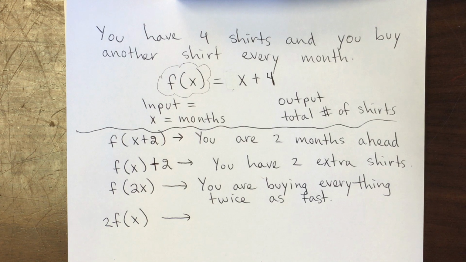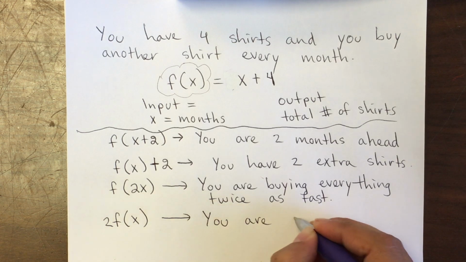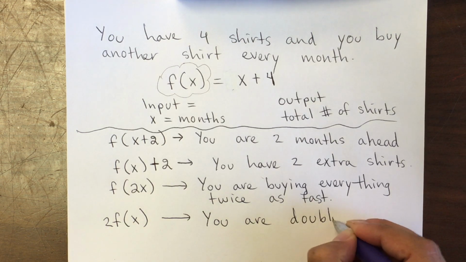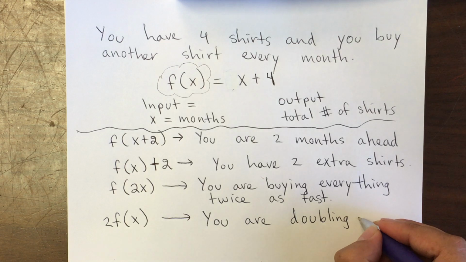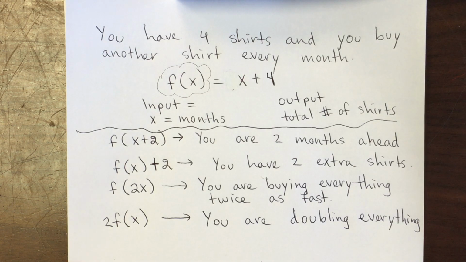Let's say that your fairy godmother comes into your room, and after a certain number of months, says, I'm here, I'm gonna count how many shirts you have, and I'm gonna multiply that by 2. Okay, just a joke. It just means that you're doubling all the shirts that you have. So you are doubling everything.